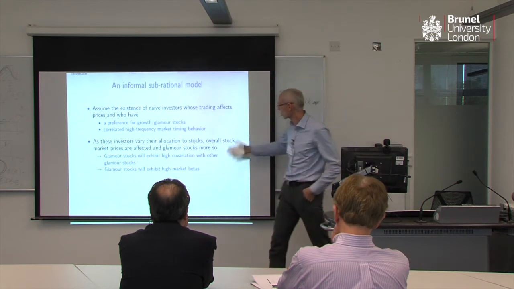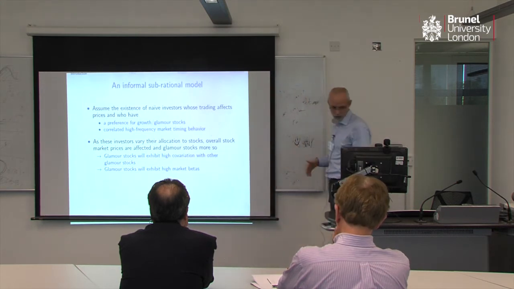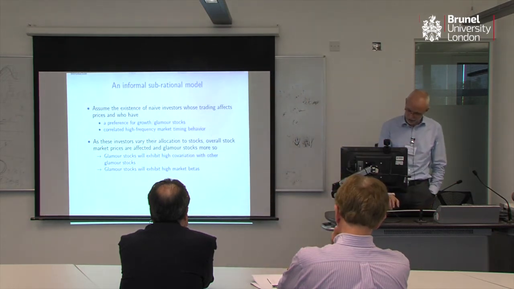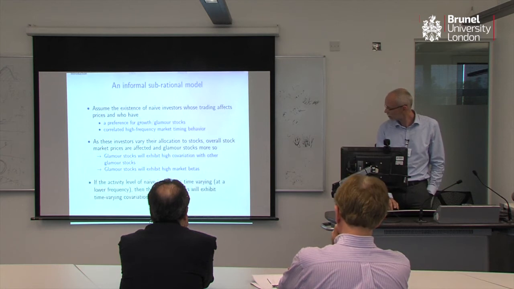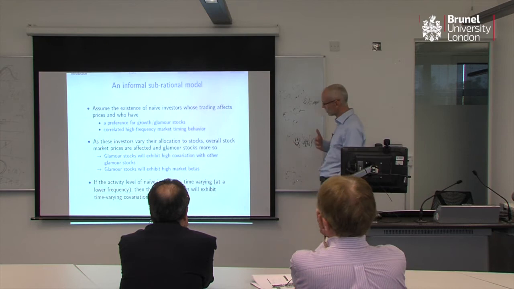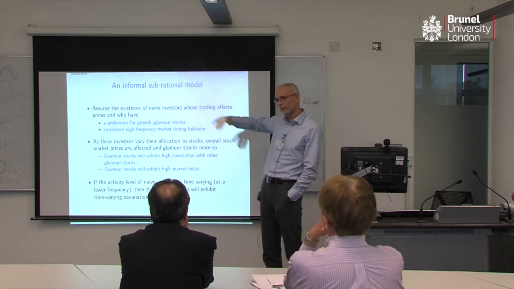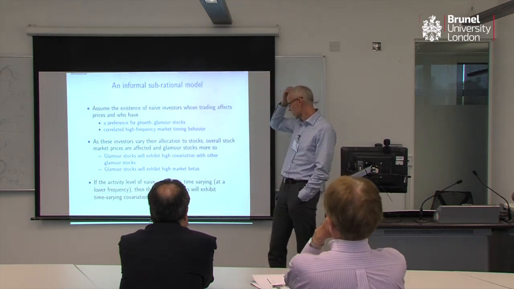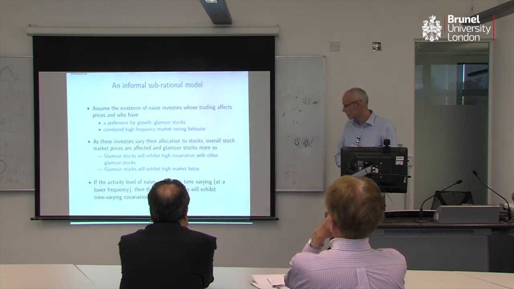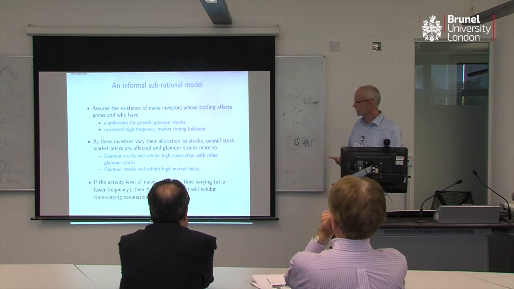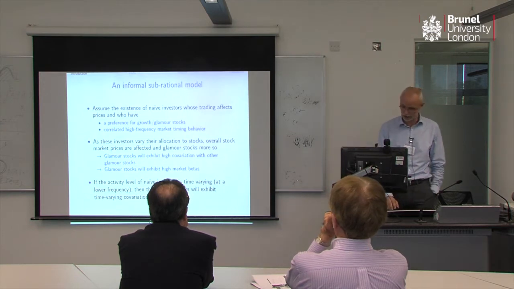But they'll have a lower allocation to the overall market than to the growth stocks. Right? So this would be a sort of simple reason for having relatively high betas among these growth or glamour stocks. And of course, if the activity level or the presence of naive investors is time varying, then you will see glamour stocks exhibiting a time varying covariation and market beta.